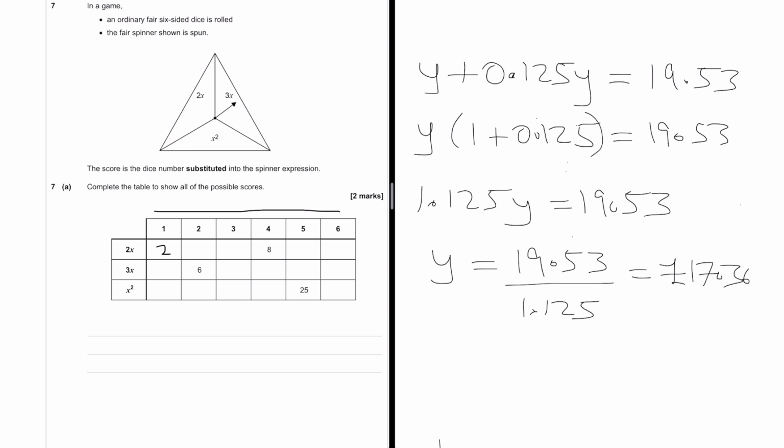So 2 times 1 is 2, 2 times 2 is 4, should be fairly simple. And then we have 3 times 1 is 3, 3 times 3 is 9, 12, 15, 18. And then we have x squared, 1 squared is 1, 2 squared is 4.